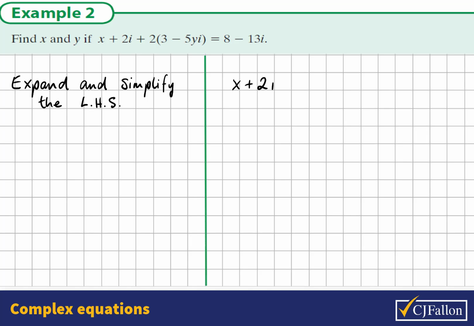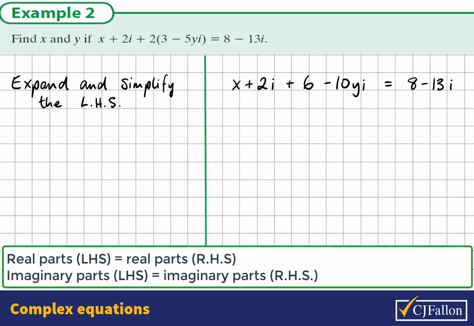So we have x plus 2y, then 2 times 3 is 6, and 2 times negative 5yi is negative 10yi, and that equals 8 minus 13i. Now the rule for a complex equation like this is that the real parts must equal the real parts, and the imaginary parts equal the imaginary parts.